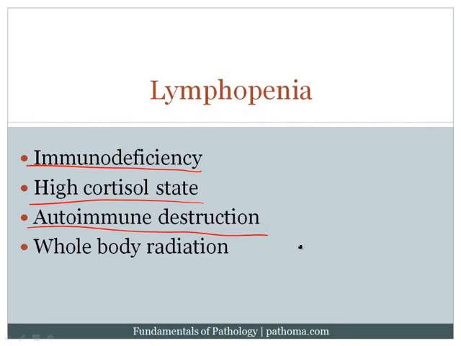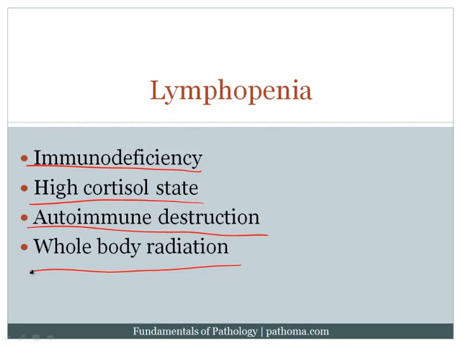The classic example would be a patient with lupus. Recall that patients with lupus often produce antibodies against cells within the blood. They can produce antibodies against the red blood cells, against the white blood cells, and they can also produce antibodies against the platelets. And so lupus would be one example in which we might see a patient who has lymphopenia. And finally, whole body radiation can also result in lymphopenia.